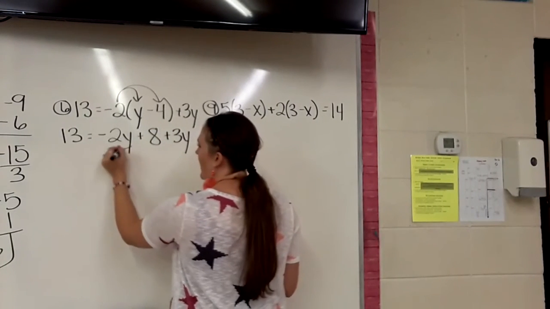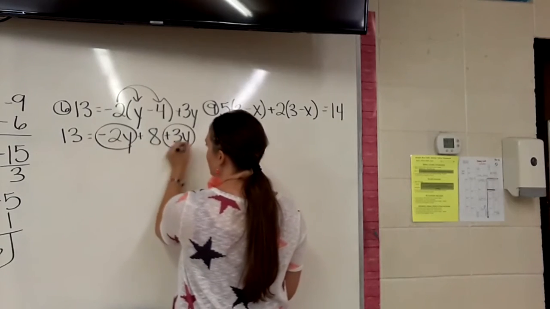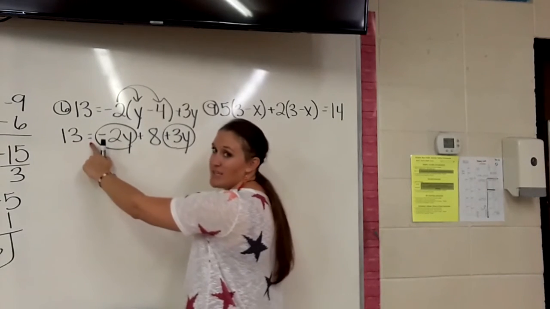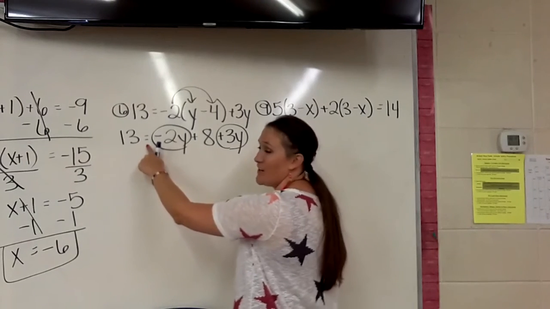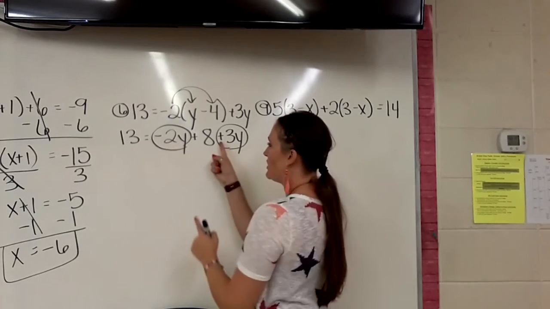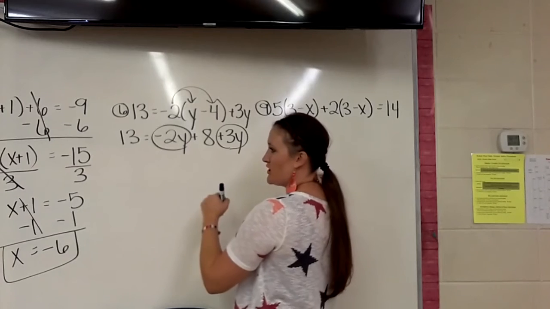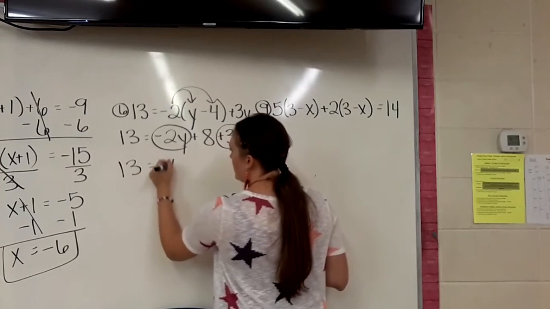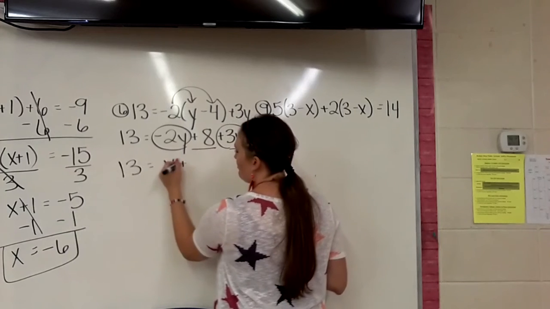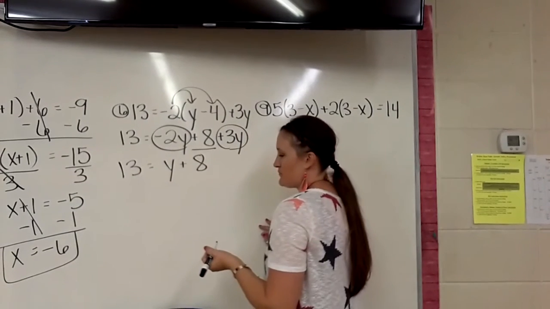So if I look, I have this negative 2y and this plus 3y on the same side of the equal sign. So I don't have to do the opposite. I can just do what is between them. So I have negative 2y plus 3y. Negative 2 plus 3 is 1. So I have 13 equals 1y, and I still have that plus 8.